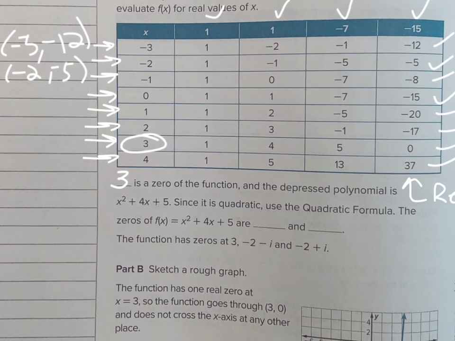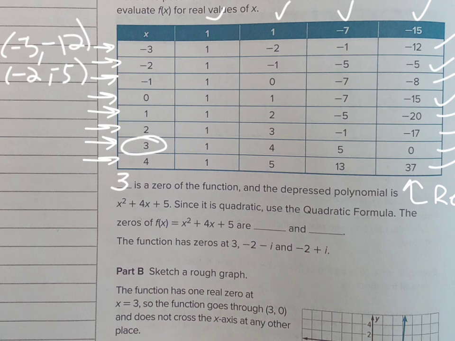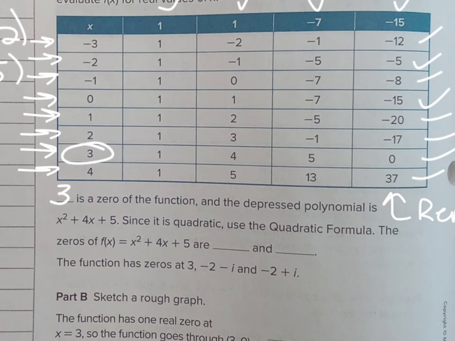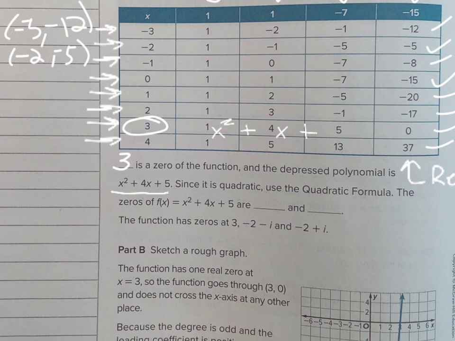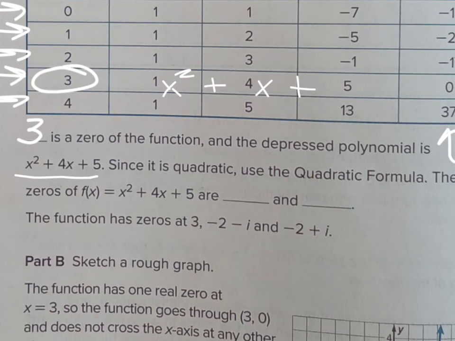All right, so then looking at the 3, the one that's a 0, does it make sense that if this is the answer, this would now be the equation 1x squared plus 4x plus 5? Does that make sense? And so then they're saying, look, there it is. That's our depressed polynomial. So now we can solve it. That does not factor, so you'd have to do the quadratic formula. The quadratic formula answers, they got them right down here, right? Negative 2 minus i and negative 2 plus i.